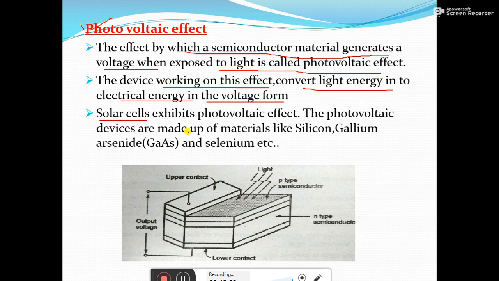So these solar cells exhibit the photovoltaic effect, and the photovoltaic devices or PV cells are made up of materials like silicon, gallium arsenide or selenium. So we will see this effect in detail while discussing the solar cells. Okay.